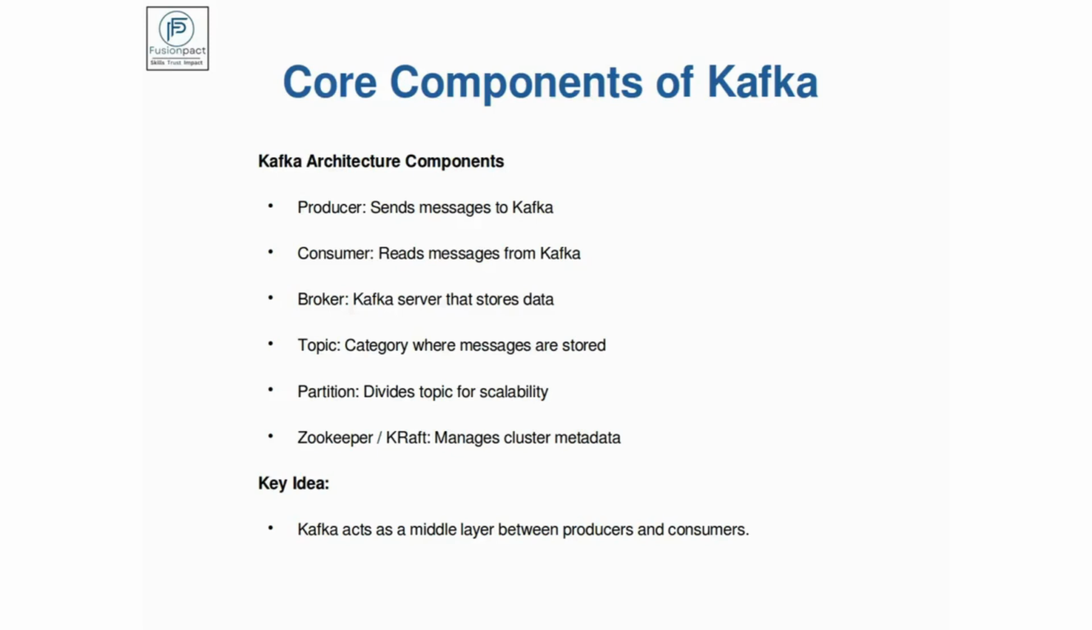So Kafka acts as a middle layer between producers and consumers. We can take an example of the order service. The order service wants to send a notification to the user, so it will send a message, Kafka will store it, and the notification service will consume that.